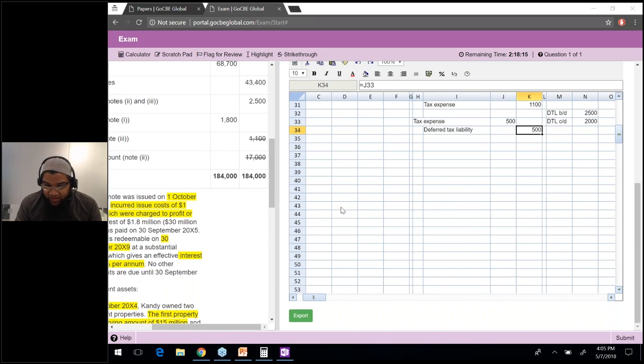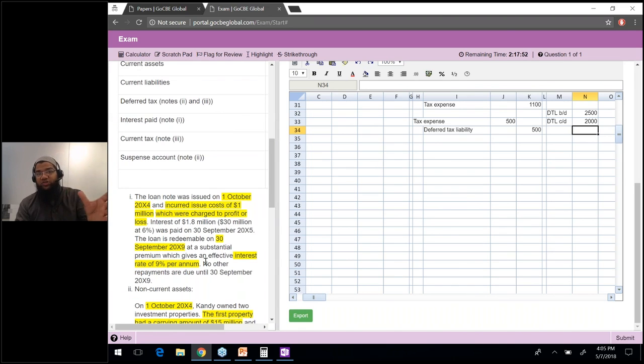Sayyid Imran Shah is saying, increase in deferred tax liability or decrease in deferred tax liability. Usman, actually the brought down was 2,500. The carried down we have calculated is 2,000. So there is a decrease in deferred tax liability by 500 at the moment. This 500 actually ignores the revaluation impact. That will be incorporated in the balance sheet directly.